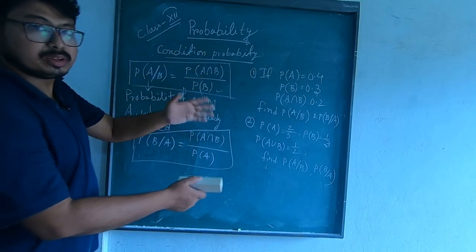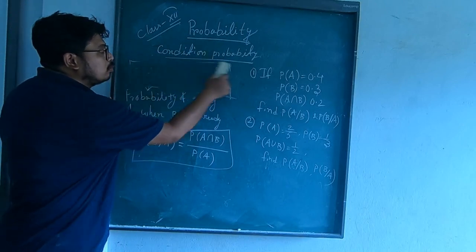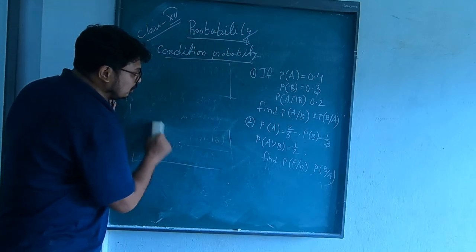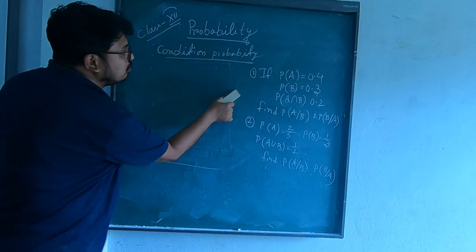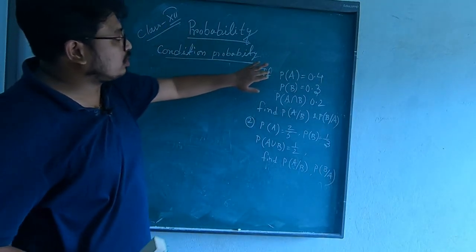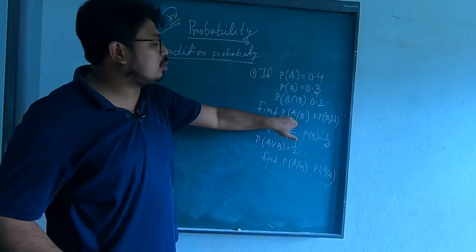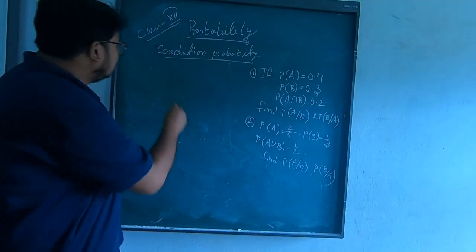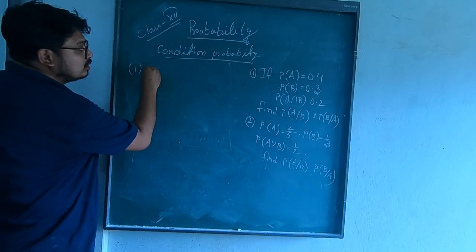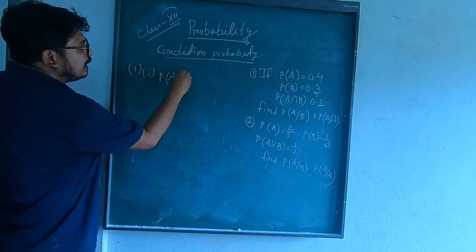Correct. Now let's solve this one by using this formula. How are we going to solve it? See, in the first question, what was given? They gave probability of A, probability of B, and probability of A intersect B. They told us to find probability of A given B. So first, let's find probability of A given B.